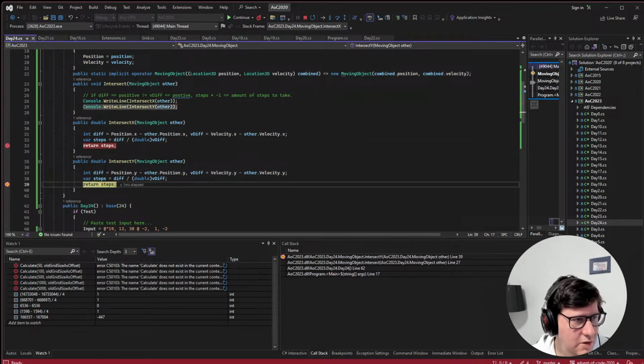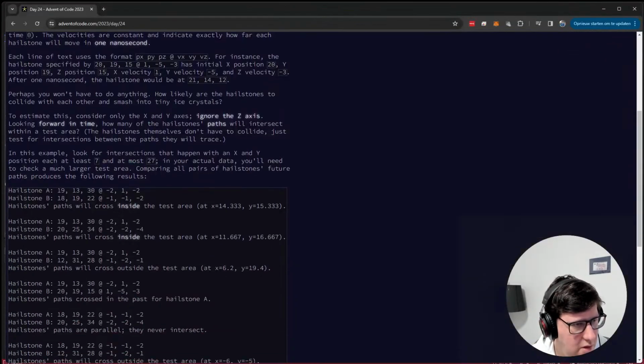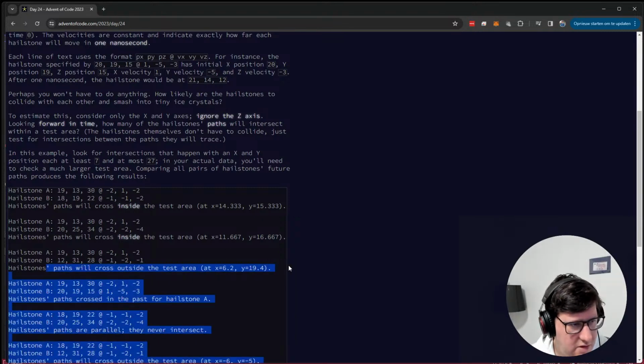So then I assume this one won't. So this is minus 18. This one is 3. Okay, so this one will also intersect, right, in 6 steps, but that one will be out of the range or something. Let me see. We'll cross outside.